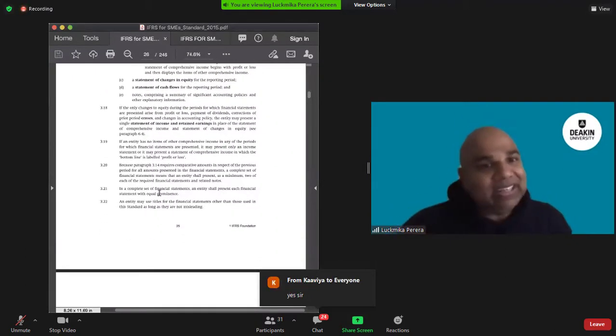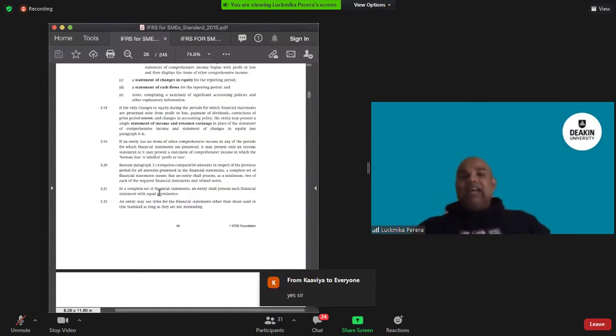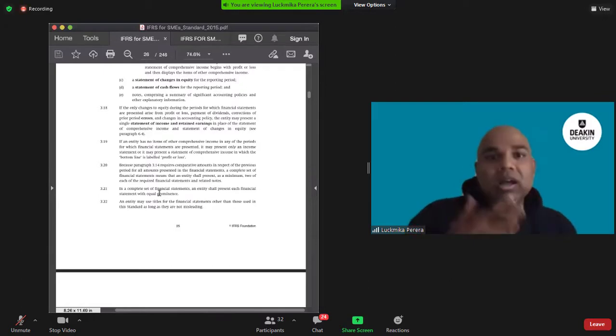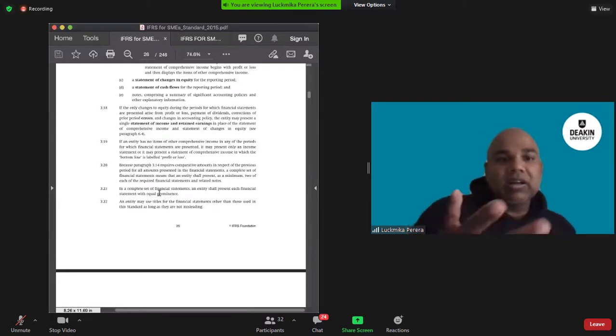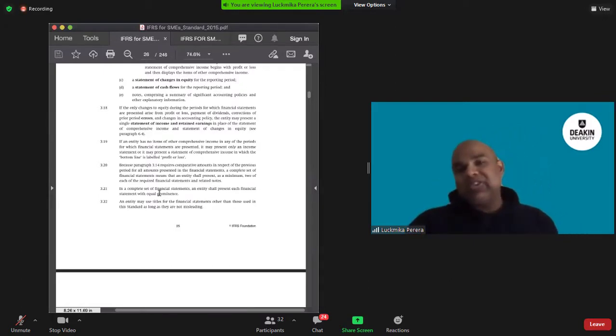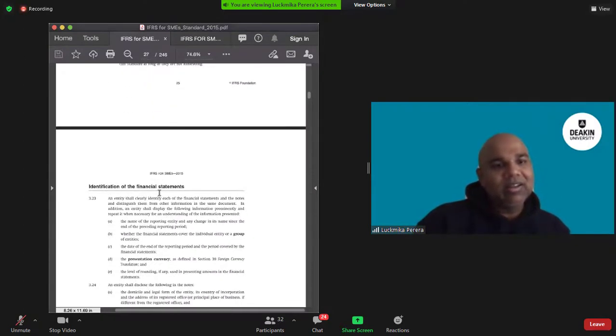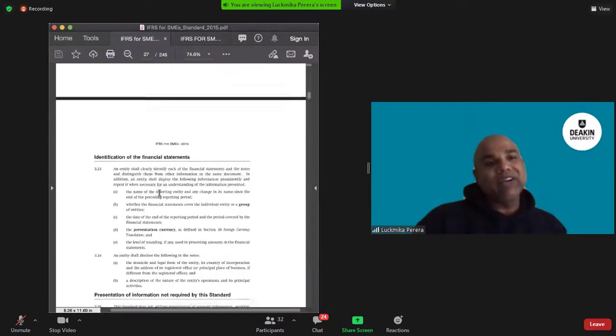In some cases, there's also something called a statement of income and retained earnings. That is another form of comprehensive income, which also includes the retained earnings. Retained earnings is what you call the profits of an organization. So let's move on and look at identification of the financial statements.